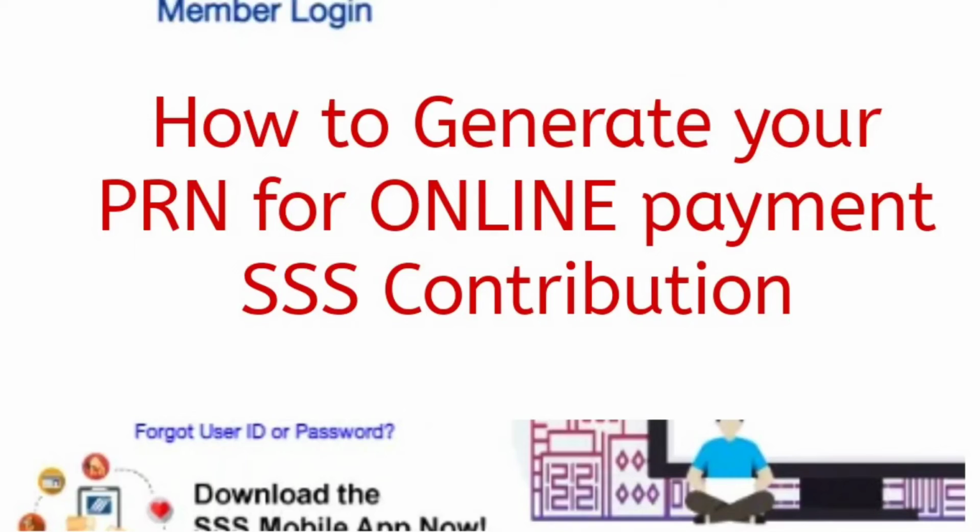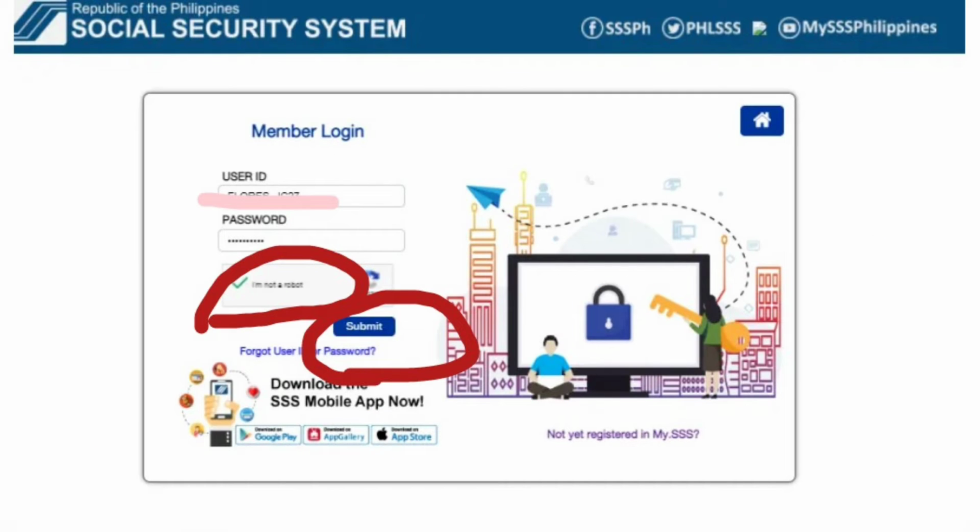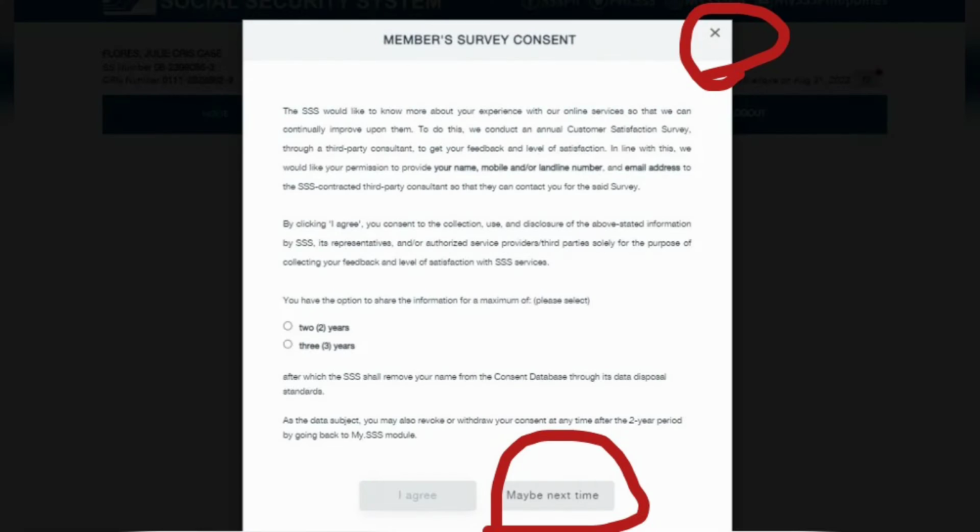How to generate your PRN for online payment, SSS contribution. Log in your SSS account. Click I'm not a robot, then submit. This pop-up notice will show, just click maybe next time or simply click X.